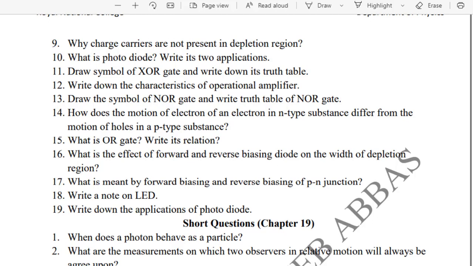15. What is OR gate? Write its relation. 16. What is the effect of forward and reverse biasing diode on the width of depletion region? 17. What is meant by the forward biasing and reverse biasing of PN junction? 18. Write a note on LED. 19. Write down the application of photodiode.